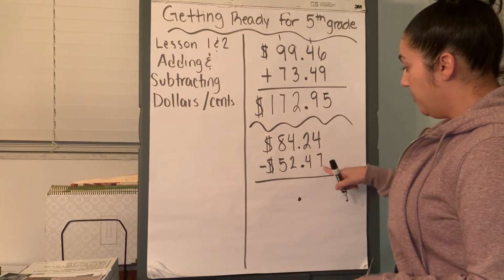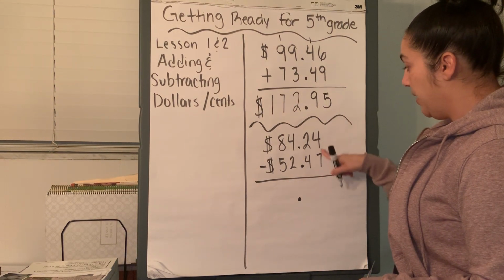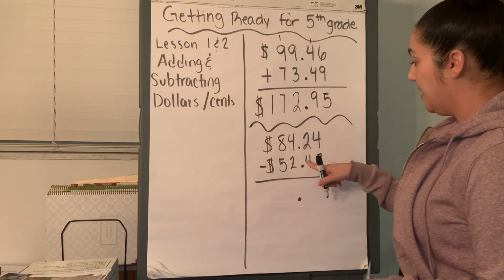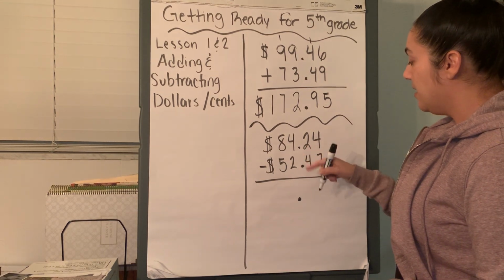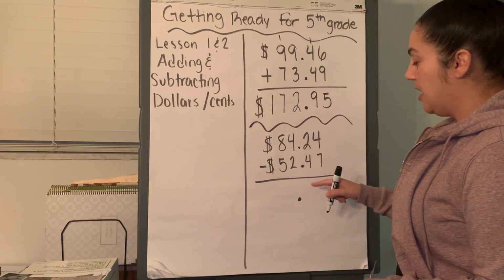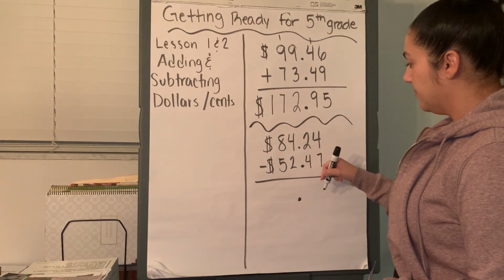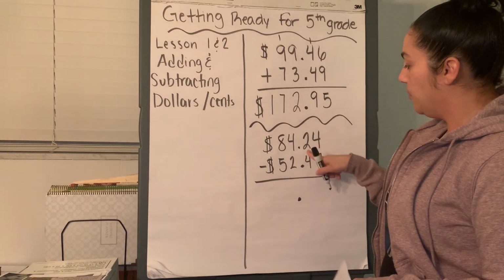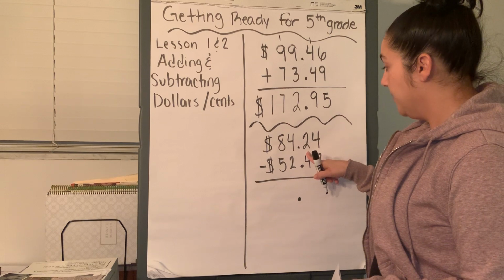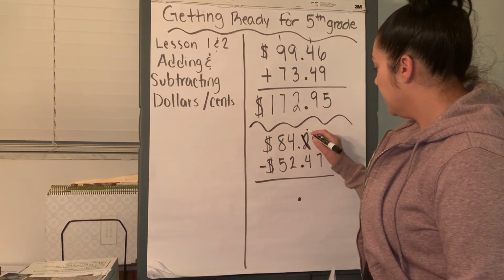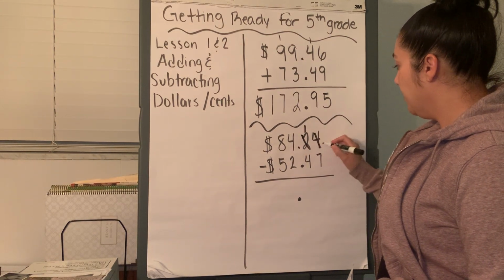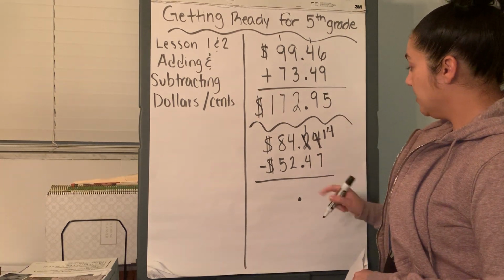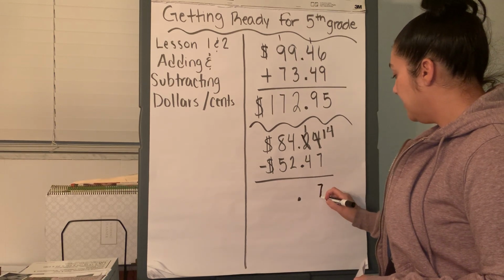So here, we already see that we can't subtract 4 minus 7. So we have to come to the next place value. So we're going to borrow from the next place value, okay? Now the 2 becomes a 1 and the 4 becomes a 14. Now we can subtract. 14 minus 7 is 7.